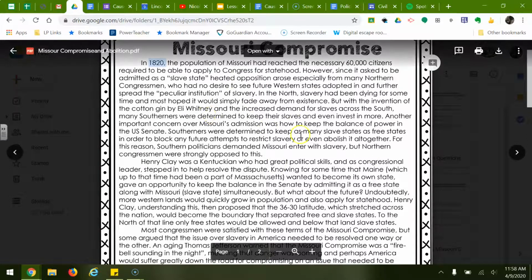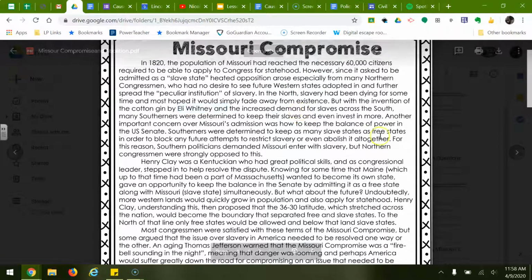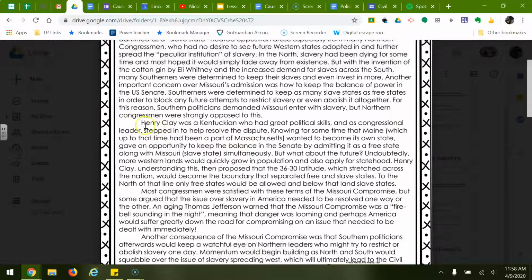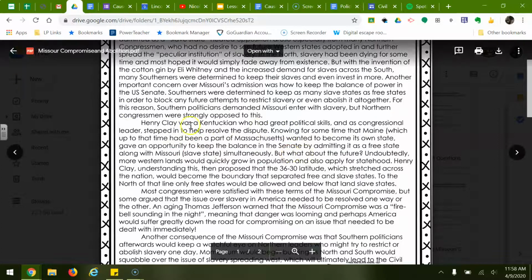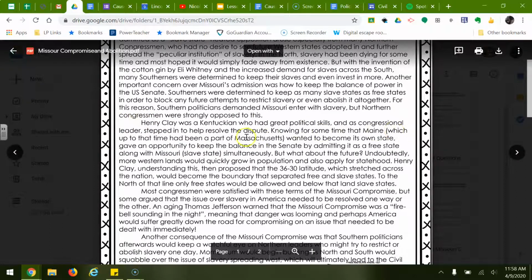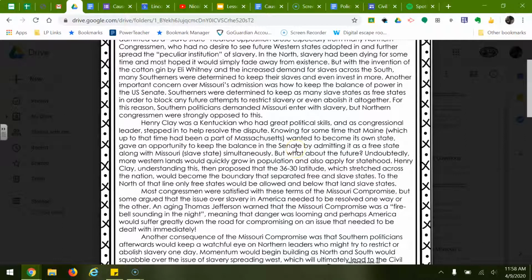All of this paragraph is talking about how slavery has increased thanks to Eli Whitney and the Cotton Gin, and they're trying to figure out how to keep the balance of power in the Senate so that neither side becomes too powerful. So Henry Clay is... eventually they end up calling him the Great Compromiser because he comes up with the Compromise of 1850 as well. So he is a very influential politician and tries to help settle this argument.